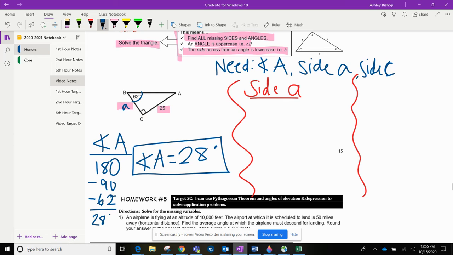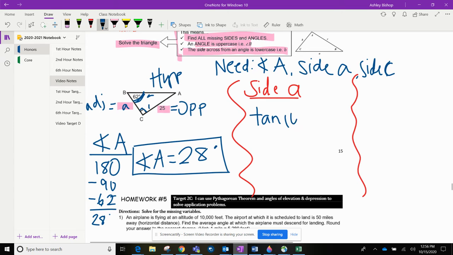So I'm going to label my three sides. 25 is my opposite. My reference angle is, I'm always going to use the angle they gave me as the reference angle. So 62 is my reference angle. So my 25 is my opposite. Here's my right angle. So my hypotenuse is up here. And my adjacent is my A. And then, so using SOHCAHTOA, I have my opposite and my adjacent. So I'm going to use tangent.